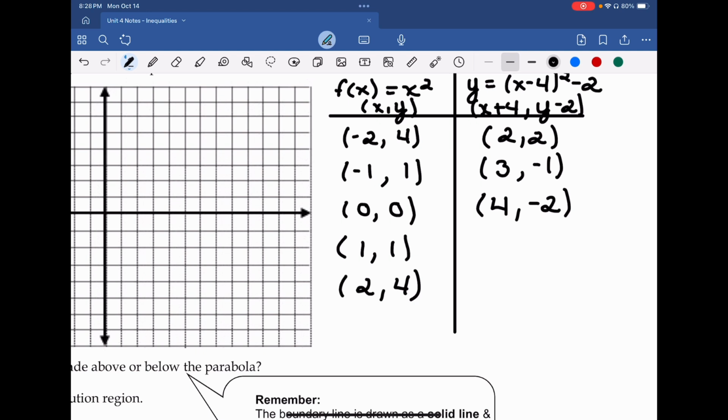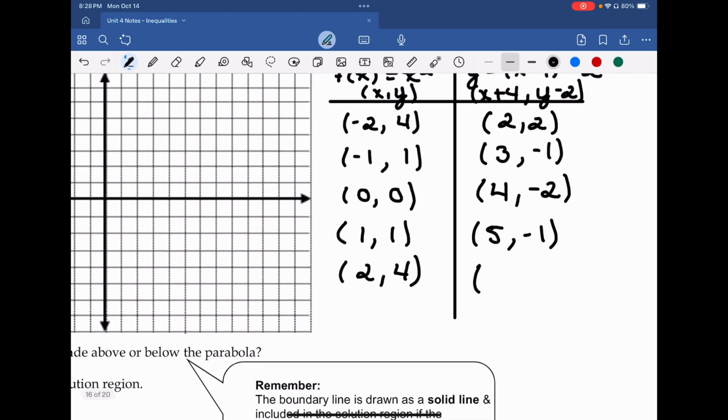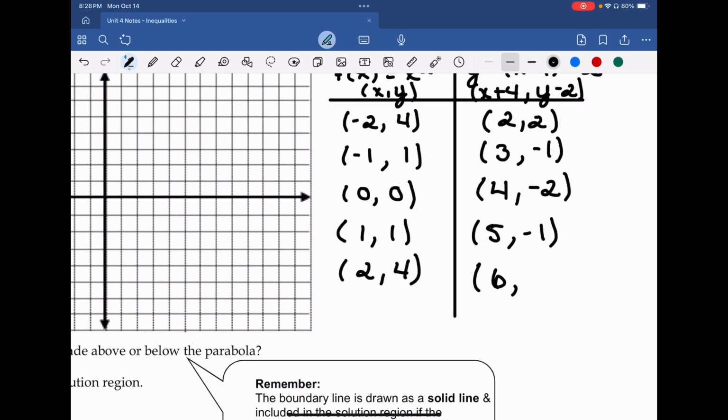our q values. If we take 1 and 1 and we transform it according to the mapping notation, this is going to give us 5 and -1. And then lastly, we're going to have where it's 2 plus 4, which is 6, and then y minus 2 or 4 minus 2 is 2, and there's our new points.